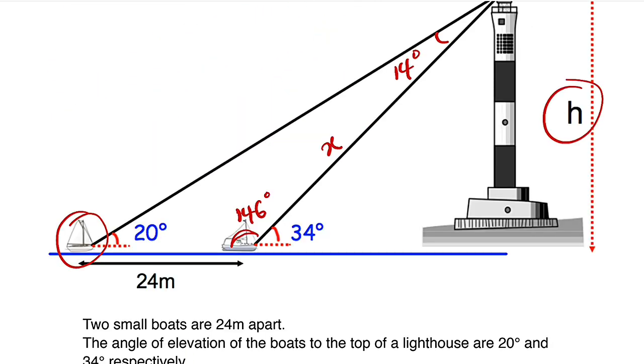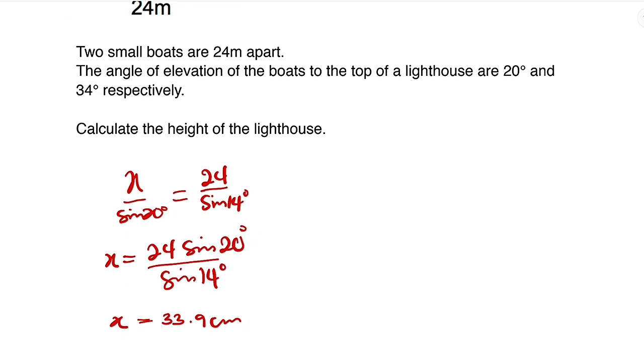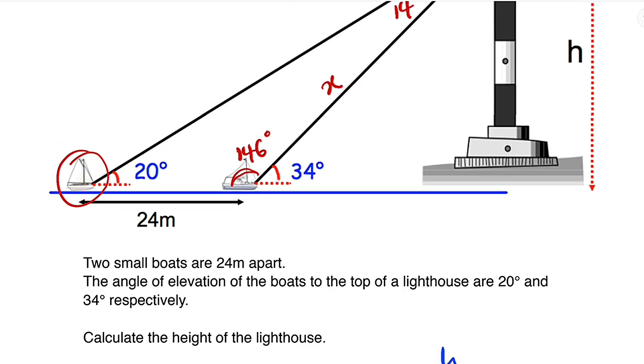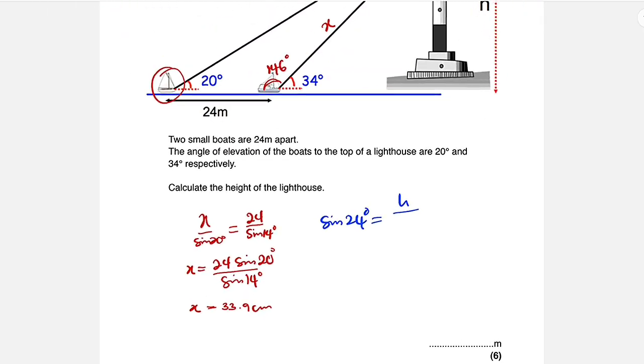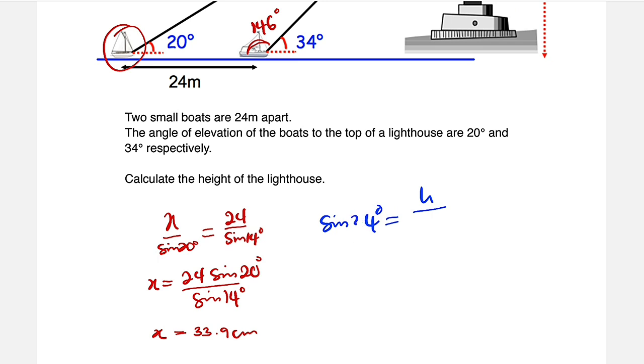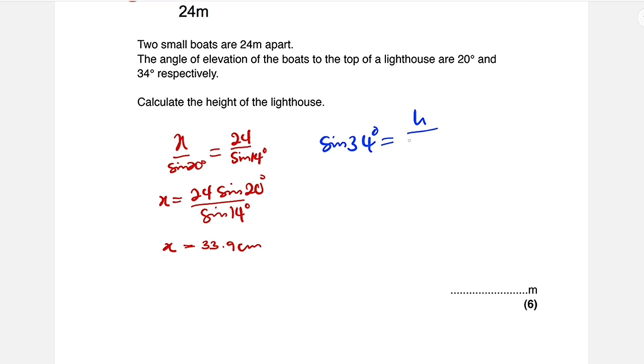So to find this height, we can use sine ratio, which is sine of this, which is opposite, divided by the hypotenuse, right? So we say that sine of 34 degrees equal to opposite divided by the hypotenuse, which is x. Oh, this should be 34, sorry. And hypotenuse is 33.9. And h will be equal to 33.9 multiplied by sine of 34 degrees. And h equal to 18.9. Is this cm?